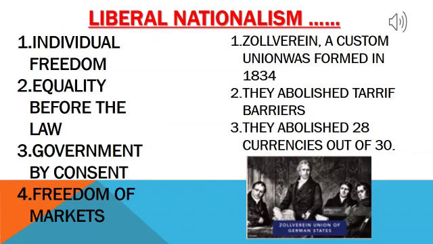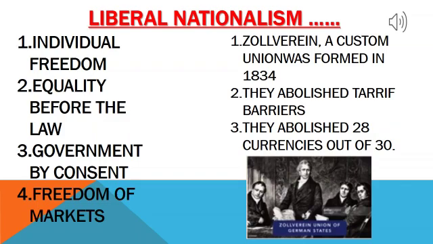Let's talk about liberal nationalism. Liberal nationalism meant individual freedom, equality before the law, then government should be of the choice of the people, then freedom of markets. Well, here, children, the ideology of liberalism emerged, which ended state interference in the economic life of the society. So, apart from political interference, now people wanted economic change also. So these paved the way for the freedom of markets, and it achieved the abolition of restrictions on the movement of goods and capital.